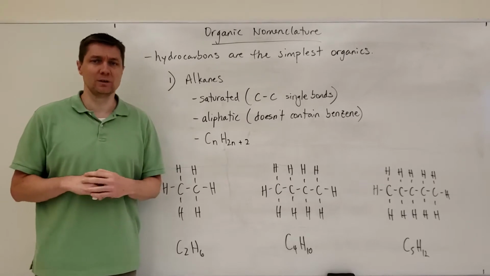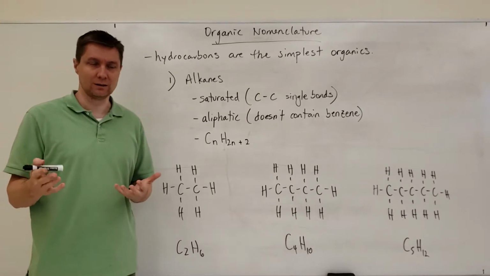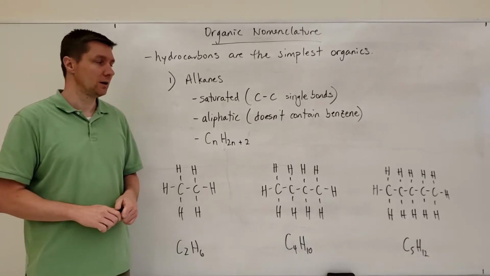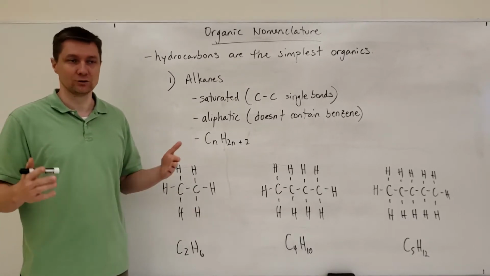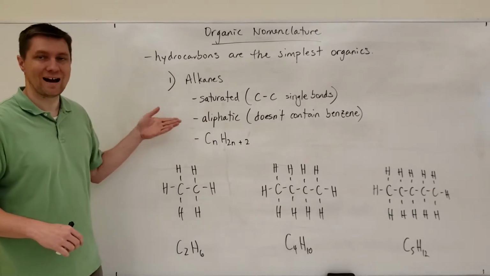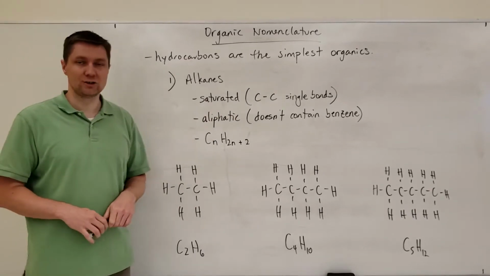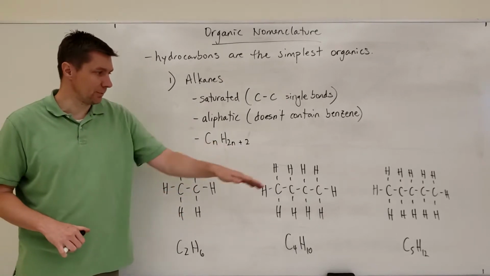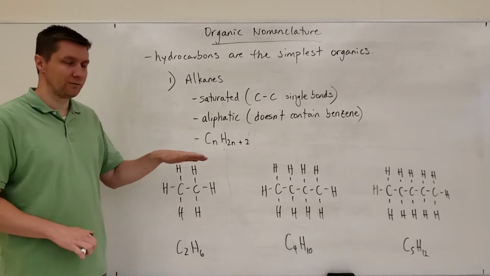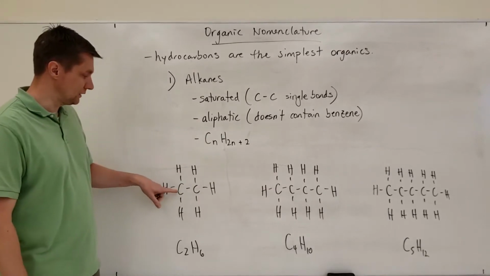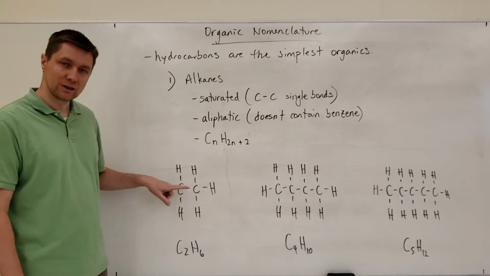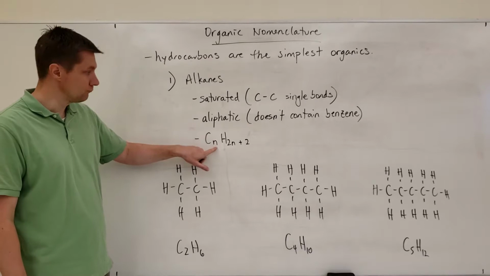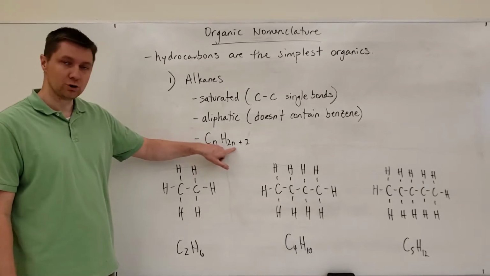Aliphatic simply means that it doesn't contain the molecule benzene. What is benzene? We'll get to that in a later video as the unit rolls on. For right now, just jot that down in your notes. Alkanes are aliphatic, and they have a generic formula that they all follow. I've got 3 examples up here on the board of 3 different alkanes. You can see that this one is 2 carbons long, so if n is 2, then I put 2 in for n in the formula as well.